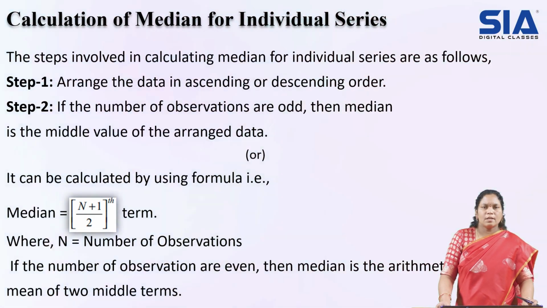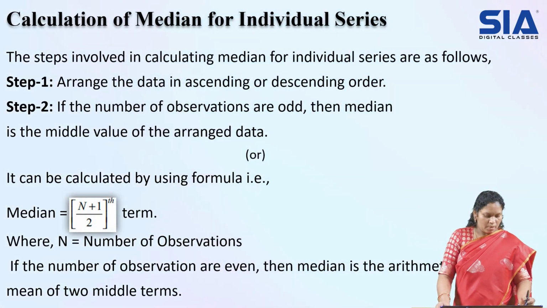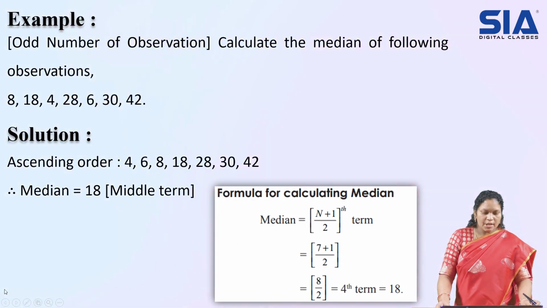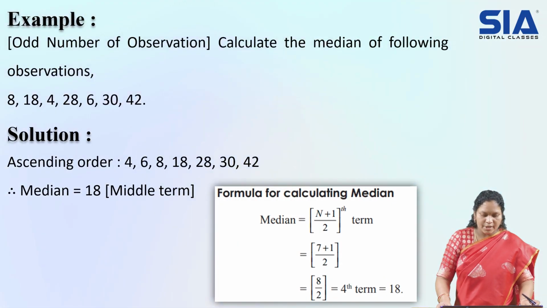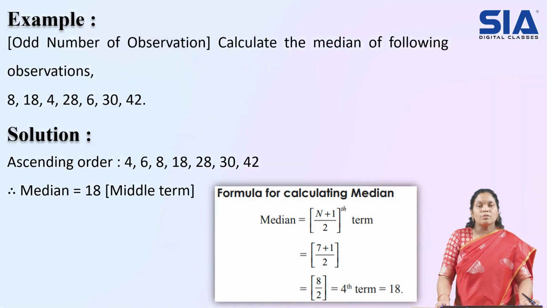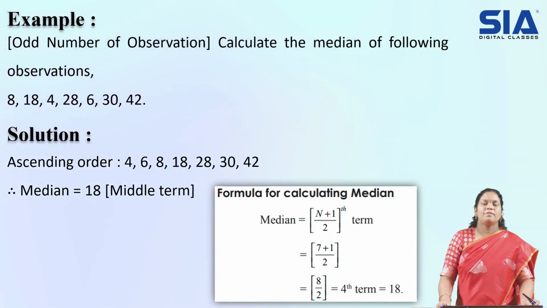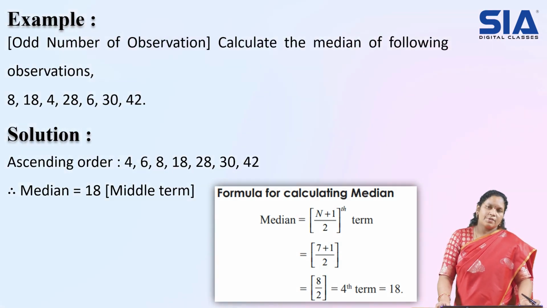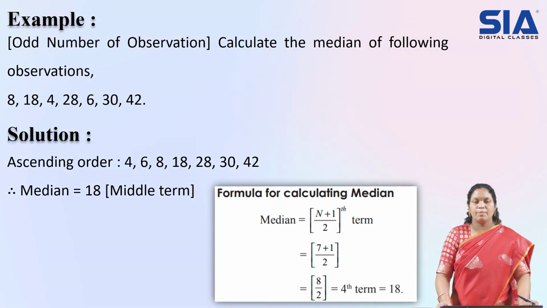Let us check these steps on a problem and find the median of individual data. One example: calculate the median for the following observations. Some data, a single row, has been given, so we decide that it is an individual series. We just checked the steps, so let us find the median for it.